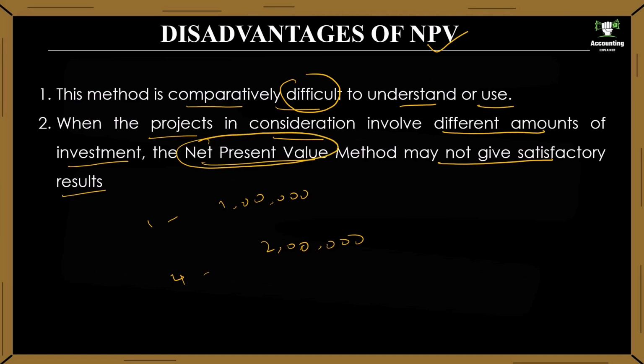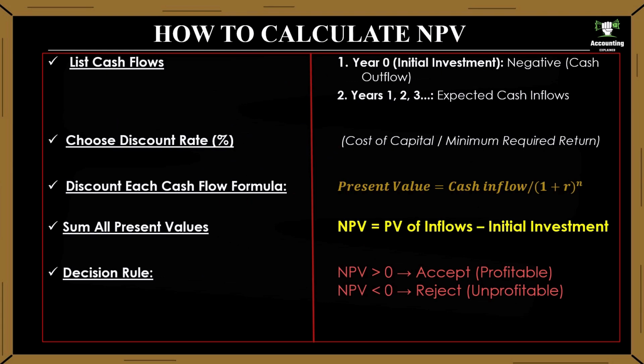Okay. Students, now I am going to give you a flow chart of how to calculate NPV in the exam. Okay. First, you have to list out the cash flows. Year 0, initial investment will be given, that is a negative cash outflow. Years 1, 2, 3, etc. till the life of the project, expected cash inflows will be given. What are expected cash inflows? It is the return or the revenue. Okay. Next, discount rate percentage. That will be given as the cost of capital or the minimum required rate of return in the question.